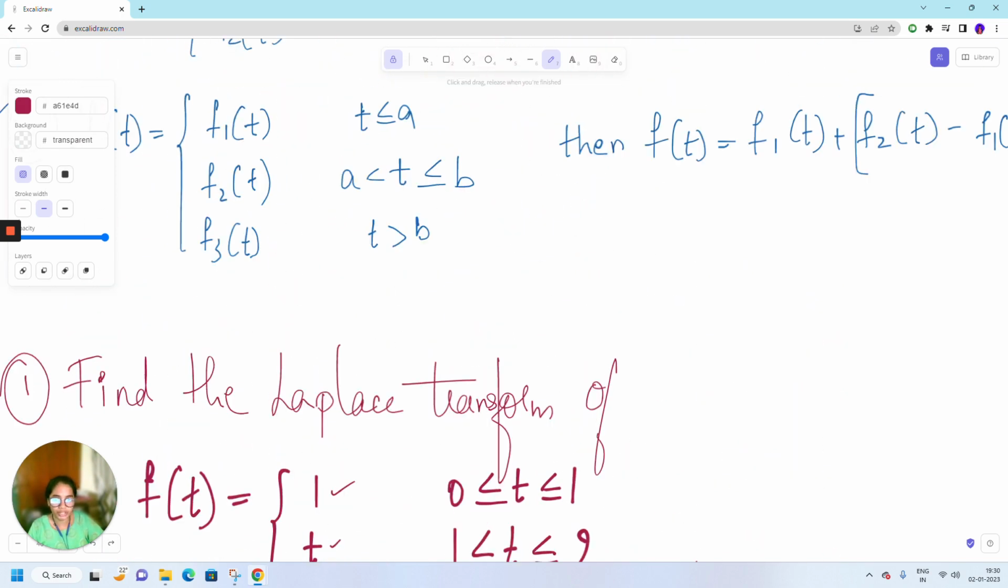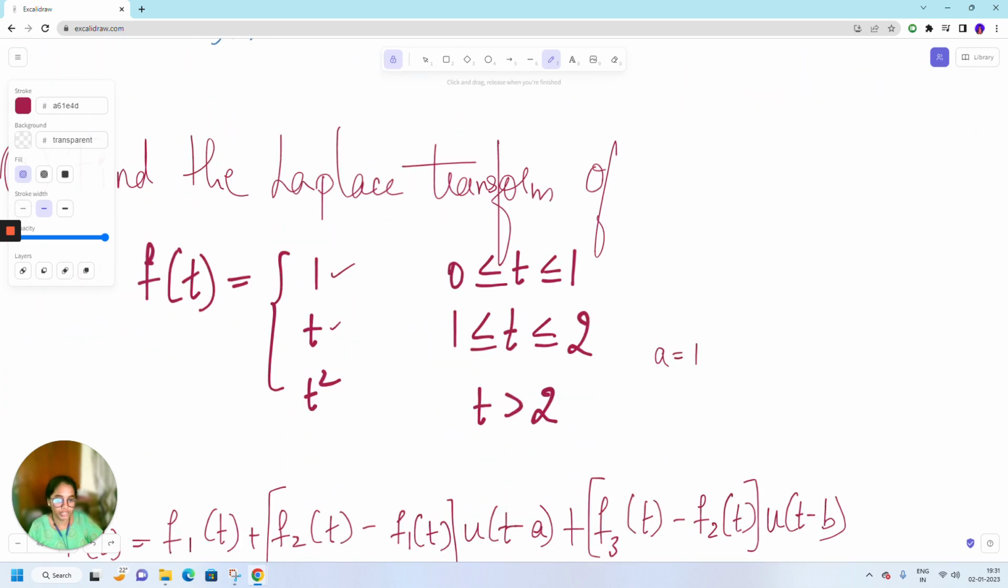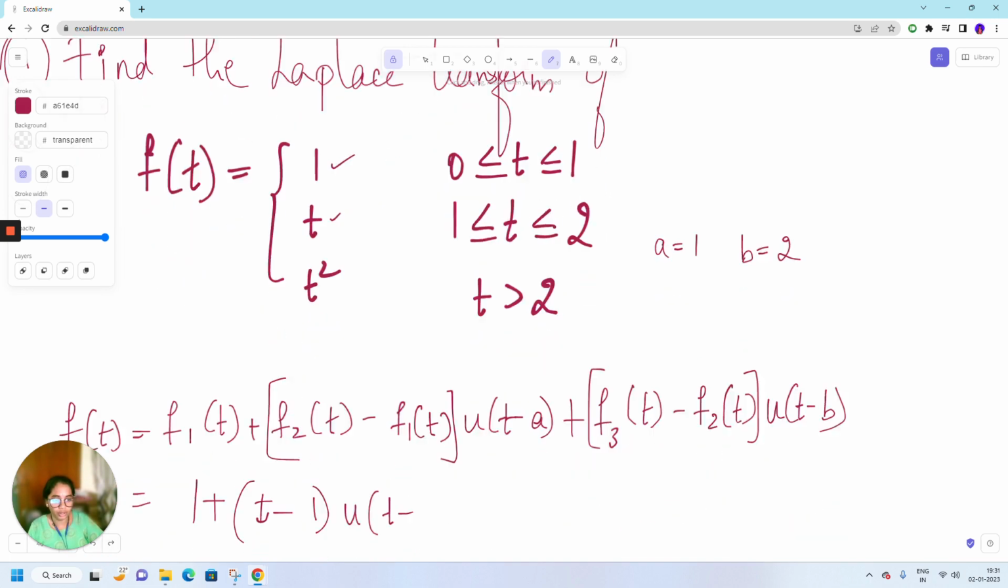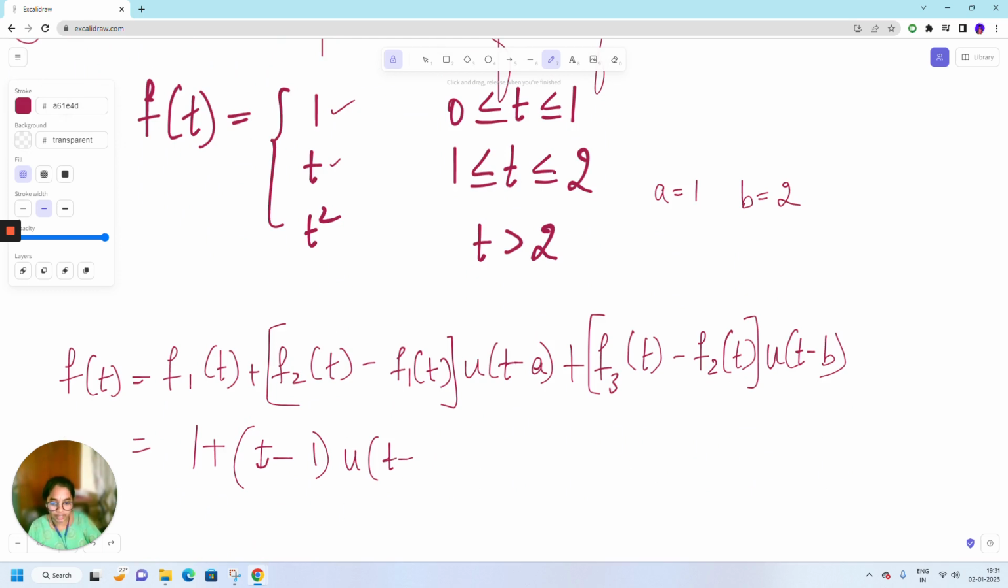What is the value of b? For the second function, t is less than or equal to b, and for the third function, t is greater than b. What do we have in these places in our given question? We have 2, right? So let me take b is equal to 2. Now, what is our a value? A value is 1. Plus, what do we have in place of f3 of t? We have t square minus, in place of f2 of t, I have t into u of t minus 2.